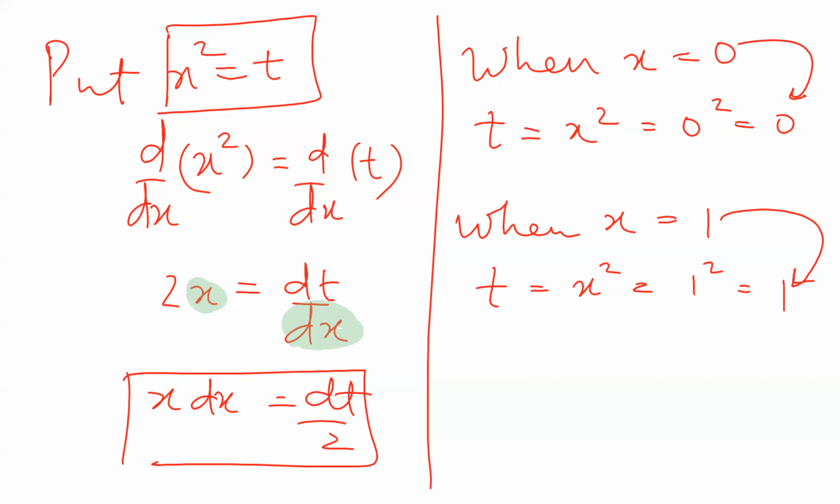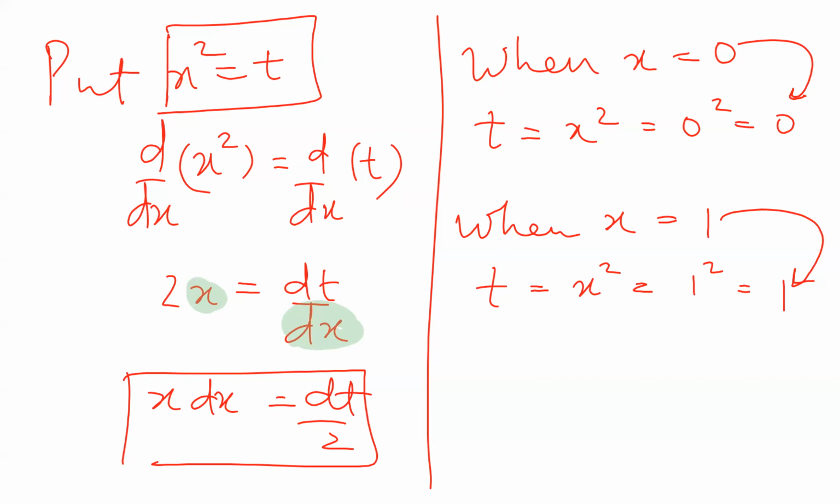Now this 2 will go outside the integration sign as 1 upon 2. And what is the integration of 1 upon 1 plus t square? It's tan inverse t. So this is half tan inverse t.